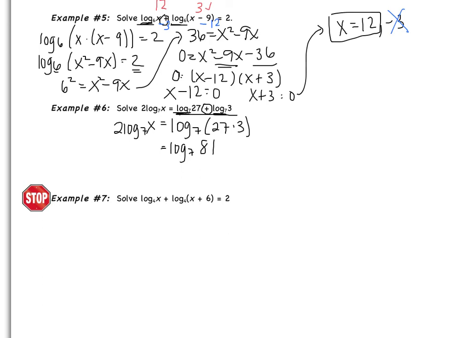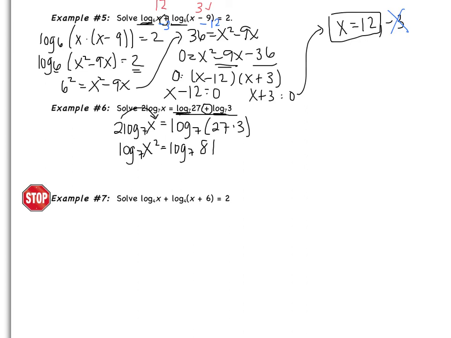Now, on the left side, I have 2 log base 7 of x. Remember that 2 is a power, it becomes an exponent on the x. So really, that's log base 7 of x squared. Now you're probably asking, why would I do that? Why would I make the 2 a power?